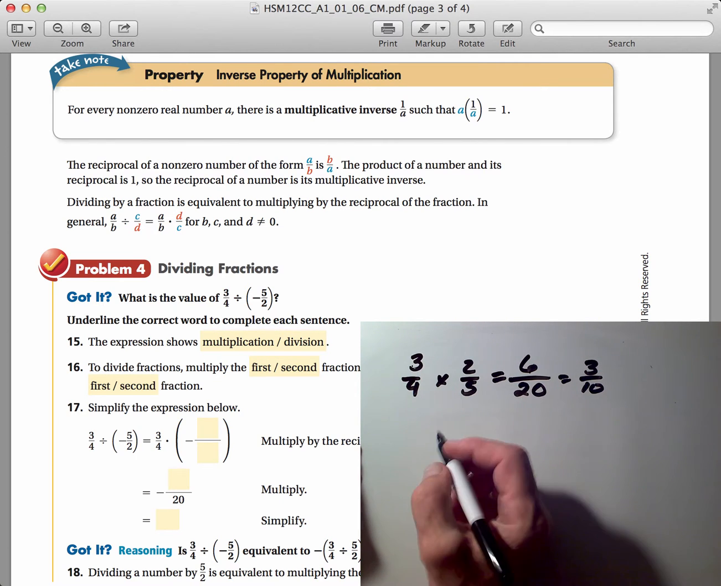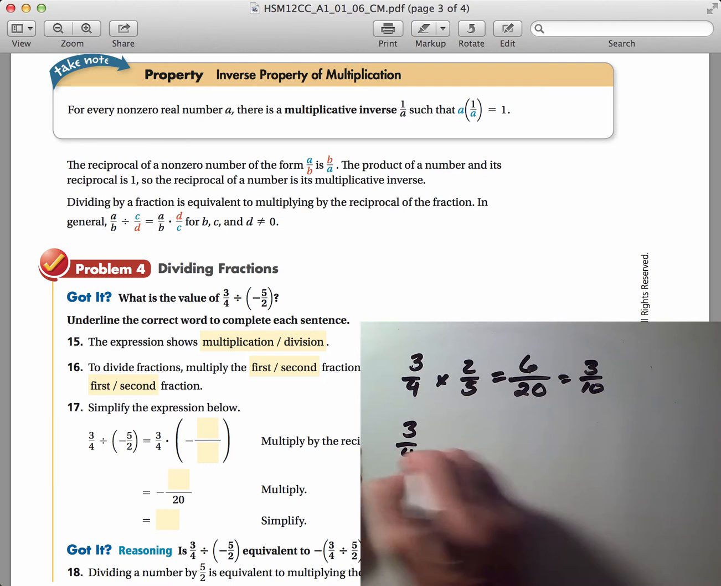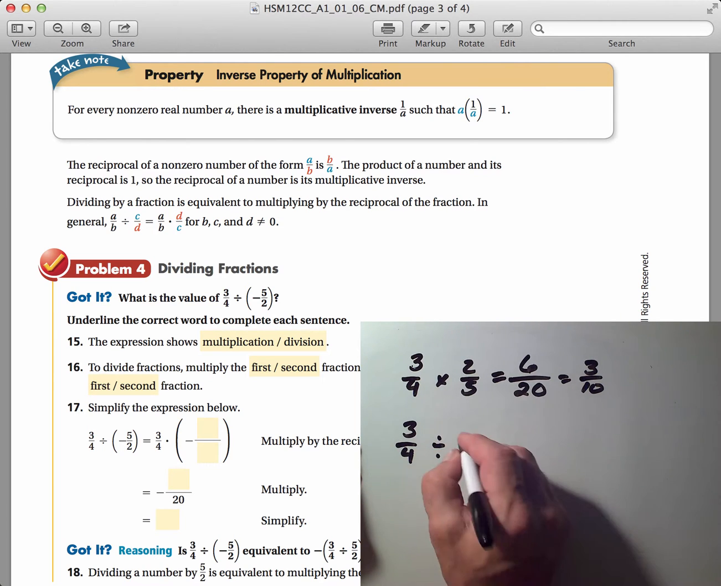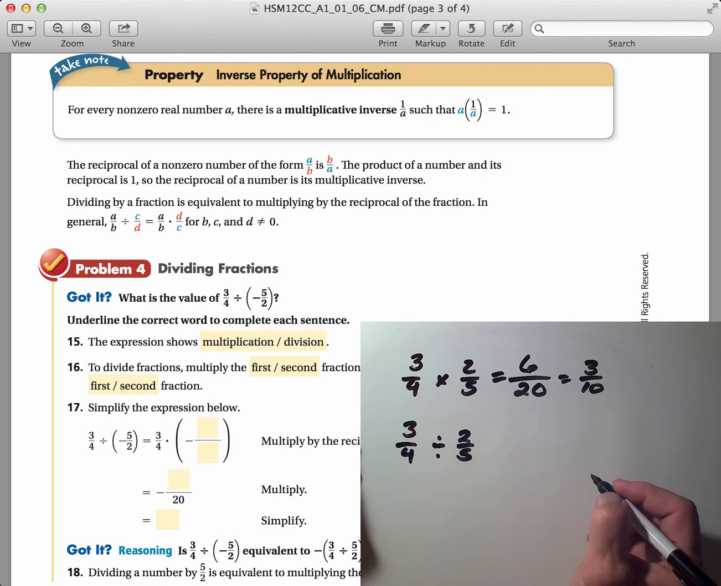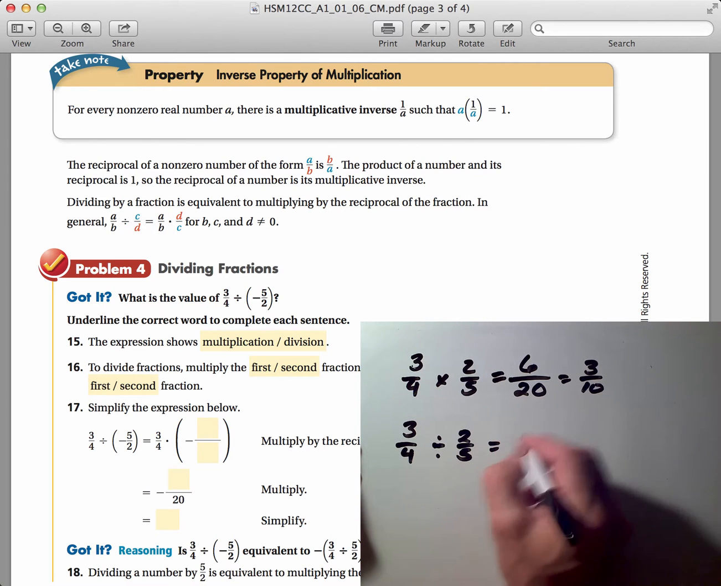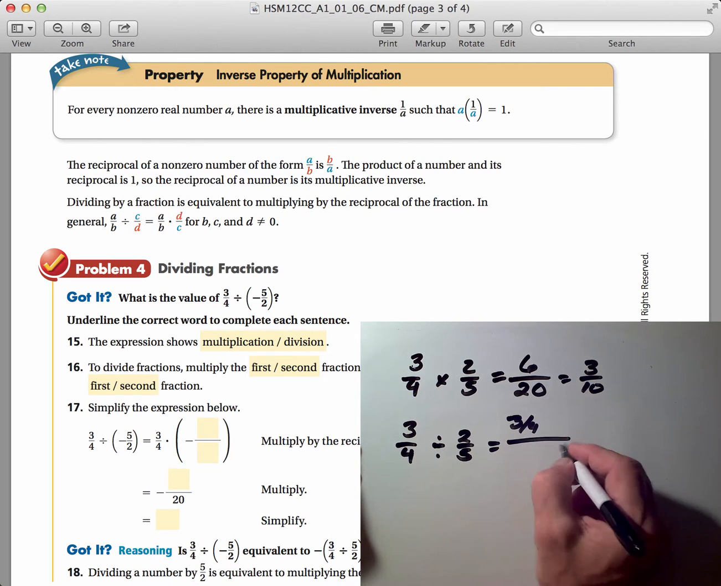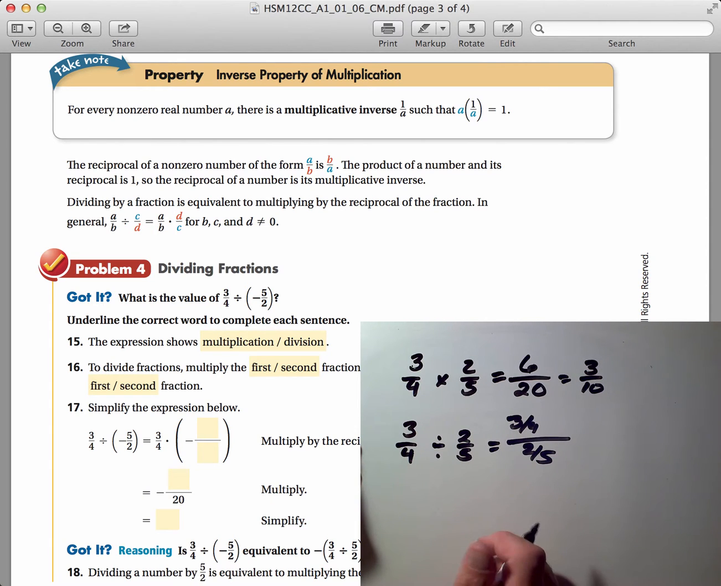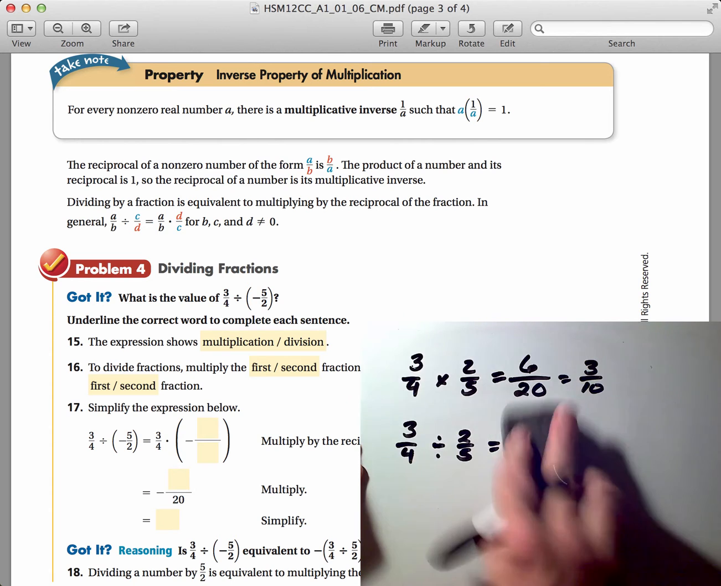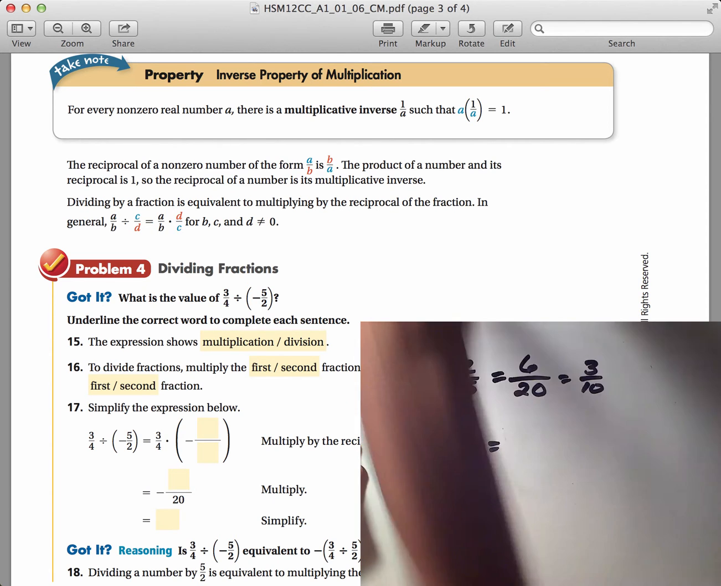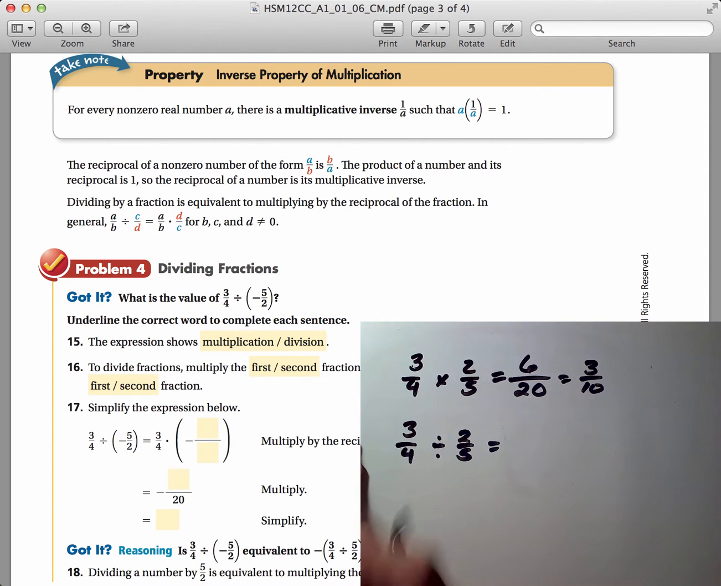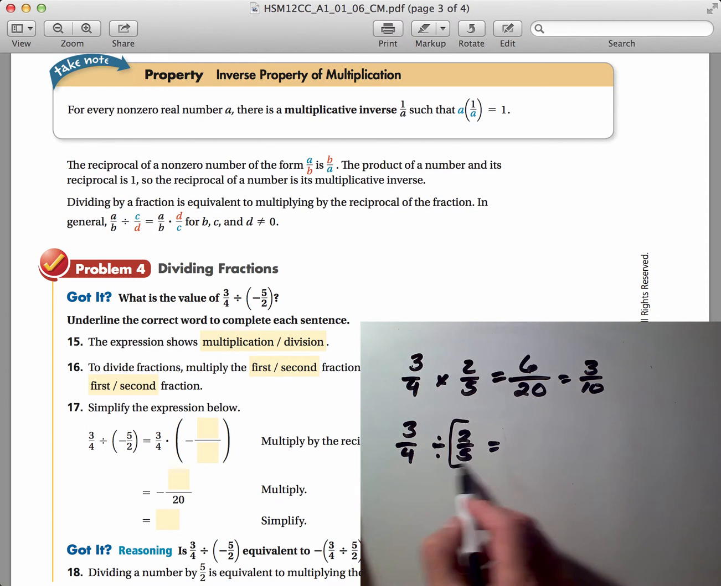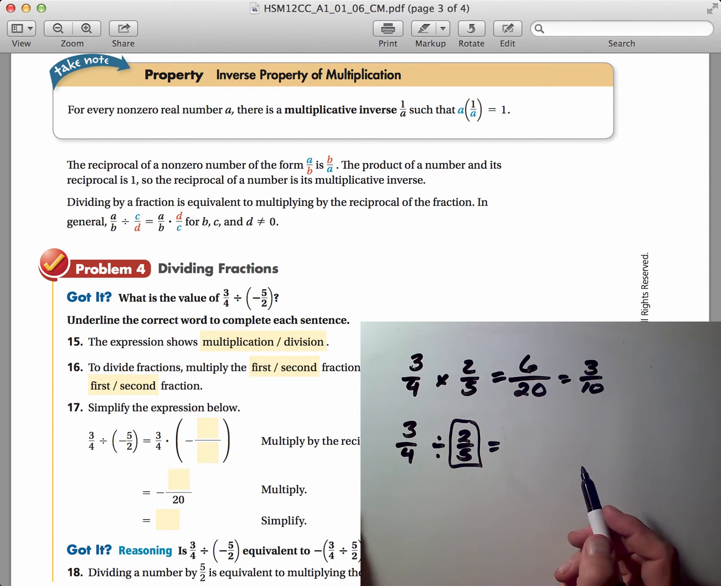But what happens if I say 3/4 divided by 2/5? Whoa, that's a tough one. You know, we could rewrite this as 3/4 over 2/5. But that doesn't make it any easier, does it? So what will we do? Well, here's where your multiplicative inverse comes in. And here's what you can do when you're dividing with fractions. I can take this fraction right here and put its multiplicative inverse in and then multiply by it.